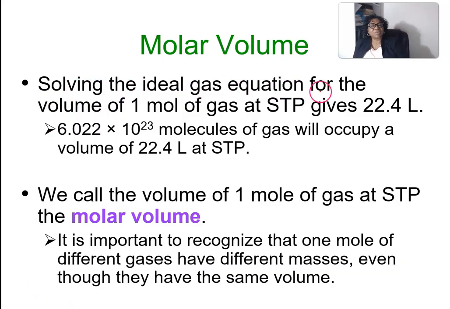Solving the ideal gas equation for the volume of 1 mole of gas at standard temperature and pressure gives 22.4 liters. So 6.022 times 10 to the 23 molecules of gas will occupy a volume of 22.4 liters at standard temperature and pressure.